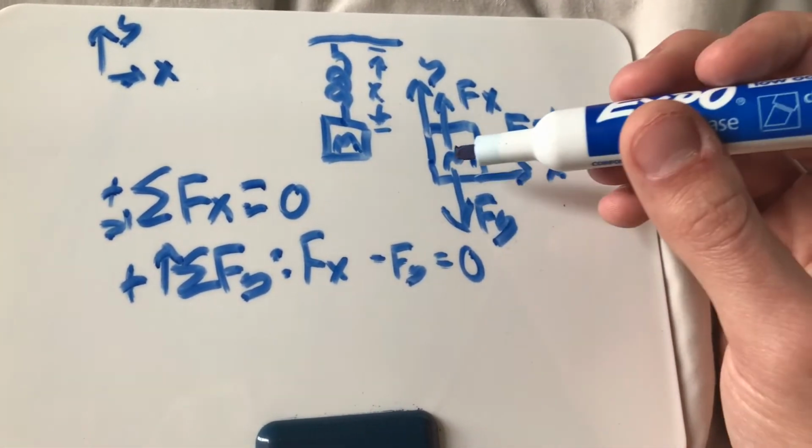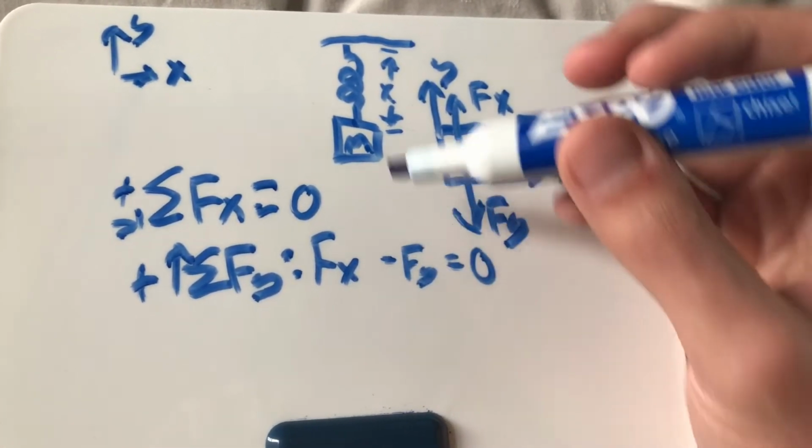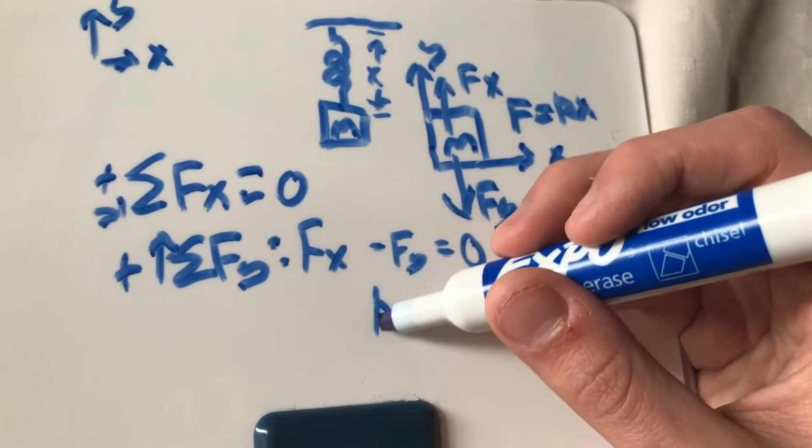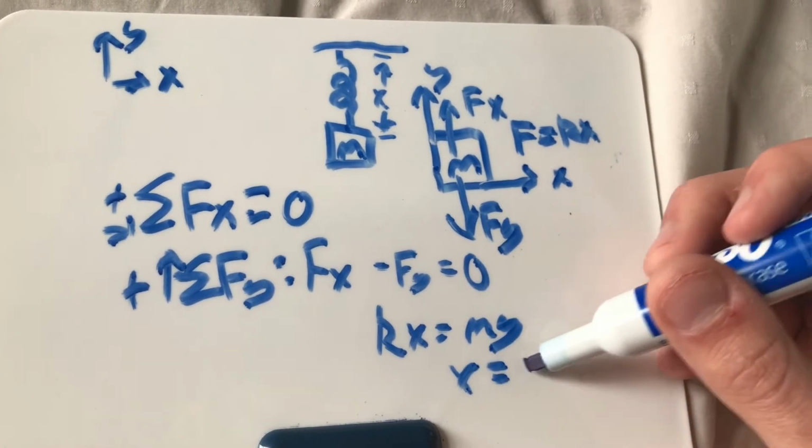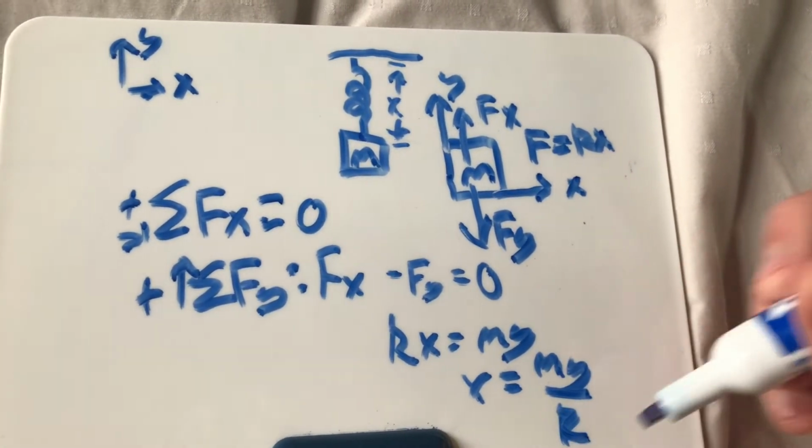Say we know m, but we're solving for what x, this distance, is. We know that kx is equal to mg. Now we know that x is equal to mg over k.